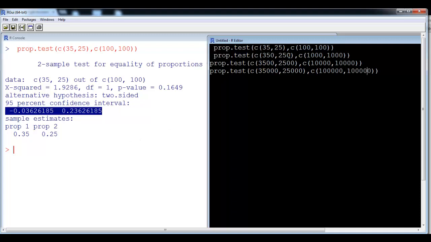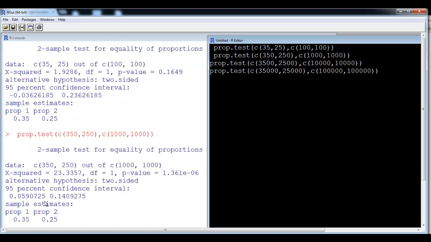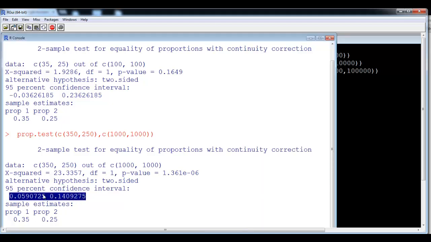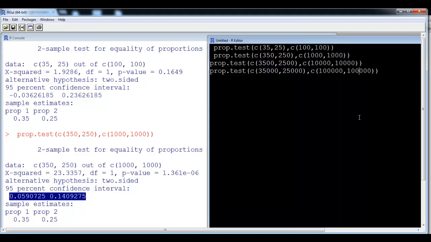Now let us increase the sample size. Now we have 350 out of 1000 for the first ratio, which is still 35%, and 250 out of 1000, which is still 25%. So now we run the second command. You select it, hit the run button, and you again get the 95% confidence interval as 0.05 to 0.1. So 0 does not lie in this interval. 0 lies to the left of 0.05. So now you can say that these two ratios are different.